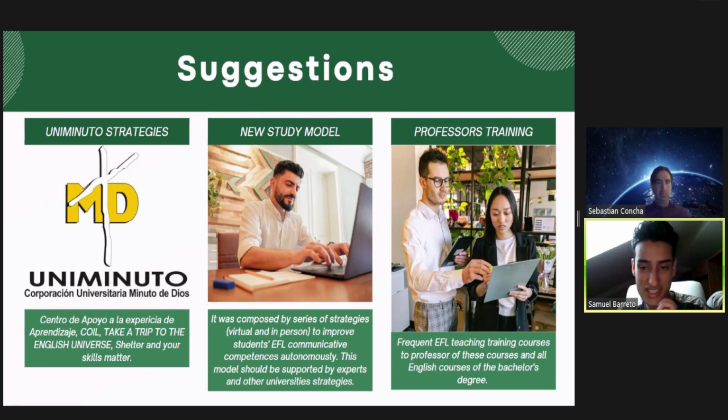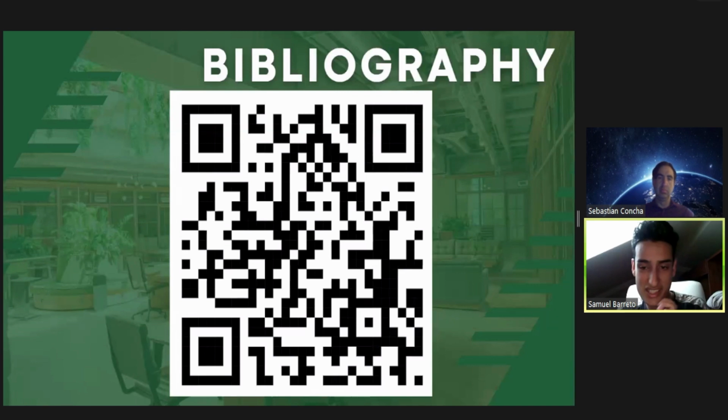in this slide. Here we have that teachers are advised to have frequent EFL teaching training courses, in order to provide higher quality standards for the education of these students. And yes, that's it. That was all about our project presentation. Here we have the bibliography references in a QR code. If you want, you can scan the code, and we are all ears. Is there any question, doubt, comment, suggestion?